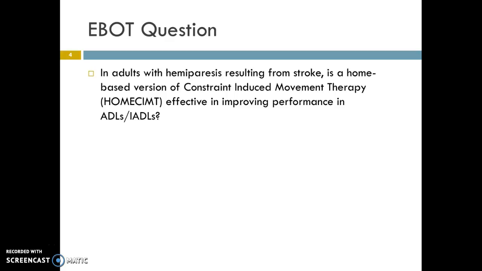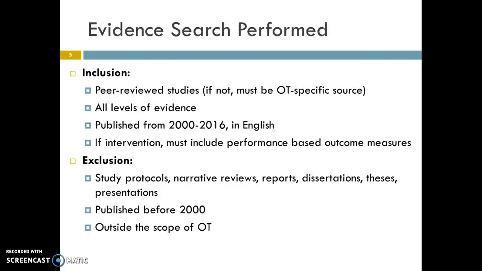So that brings us to our evidence-based occupational therapy question, and that is, in adults with hemiparesis resulting from stroke, is a home-based version of constraint-induced movement therapy, or home CIMT, effective in improving performance in ADLs and IADLs?